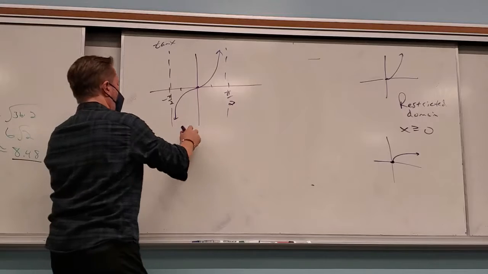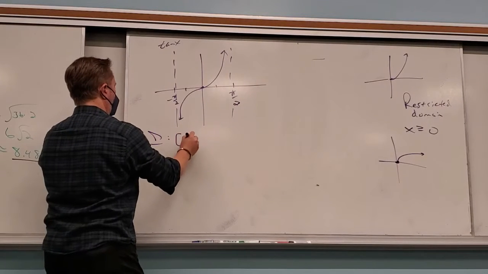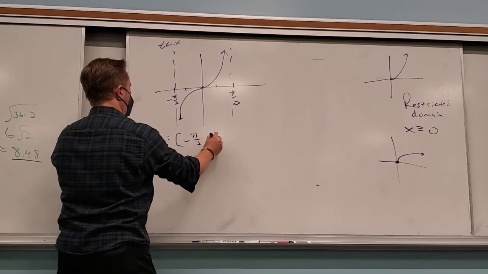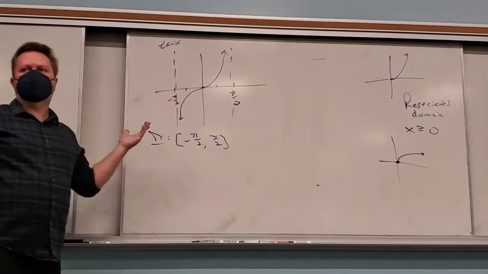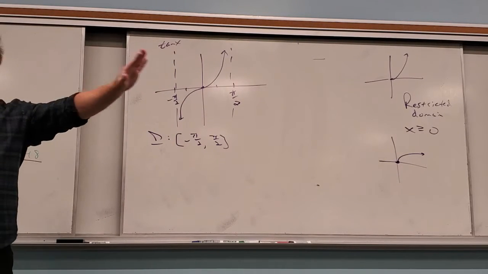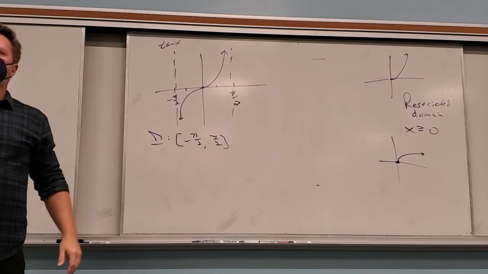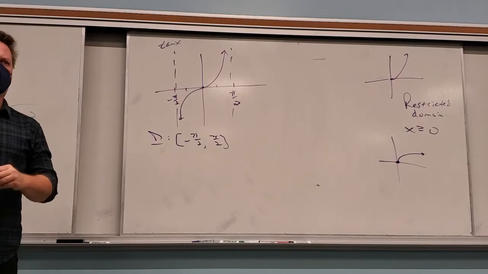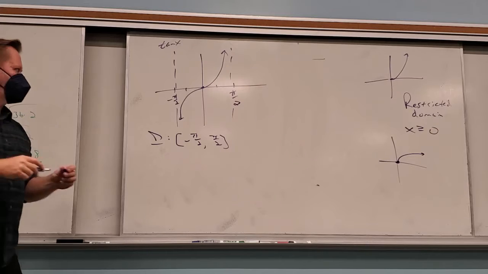I want to restrict the domain to be negative pi over 2 to pi over 2. It just has a natural thing. I don't have to do weird stuff to it. I'm just like, let me just draw one instance. Ah, that's invertible by itself. And what's the range?